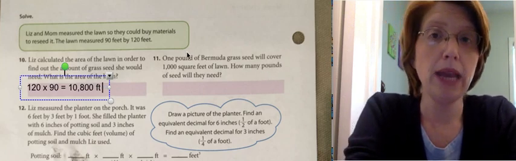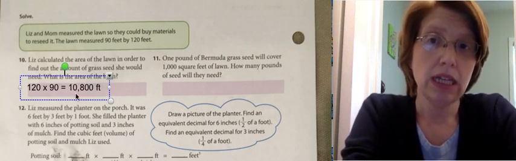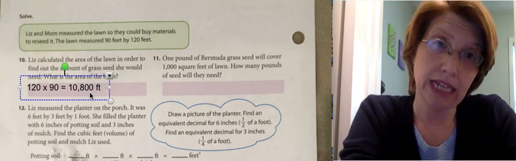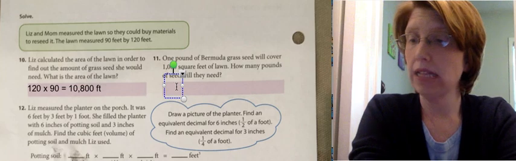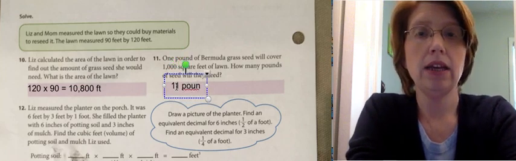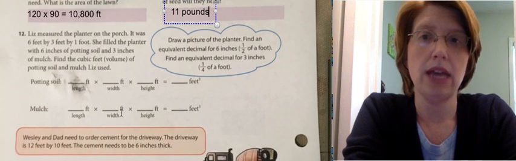Okay, so 1 pound will do 1,000. So we have how many thousands? 10, but we have more than 10. So 10 pounds is not going to be enough. We're going to need how many bags? 11 pounds. Because 10 would not quite be enough.